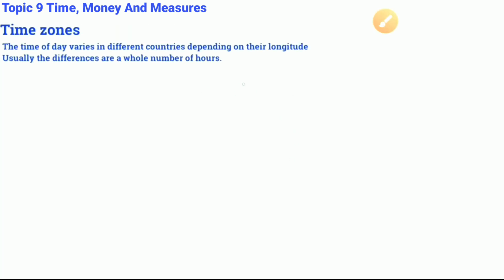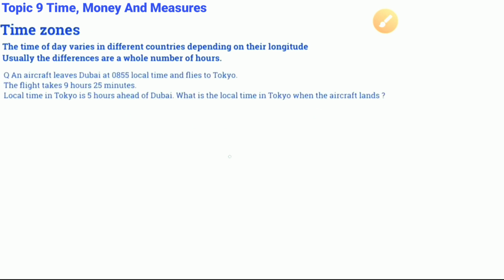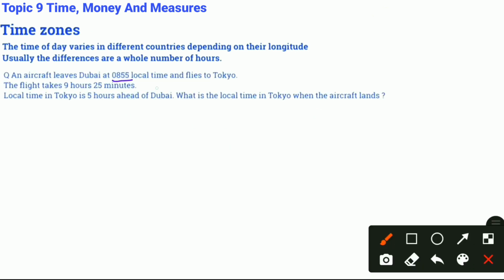Time zones. The time of day varies in different countries depending on their longitude. Usually the differences are a whole number of hours. An aircraft leaves Dubai at 08:55 local time and flies to Tokyo. The flight takes 9 hours and 25 minutes. Notice that this is the 24-hour clock. The local time in Tokyo is 5 hours ahead of Dubai. What is the local time in Tokyo when the aircraft lands?